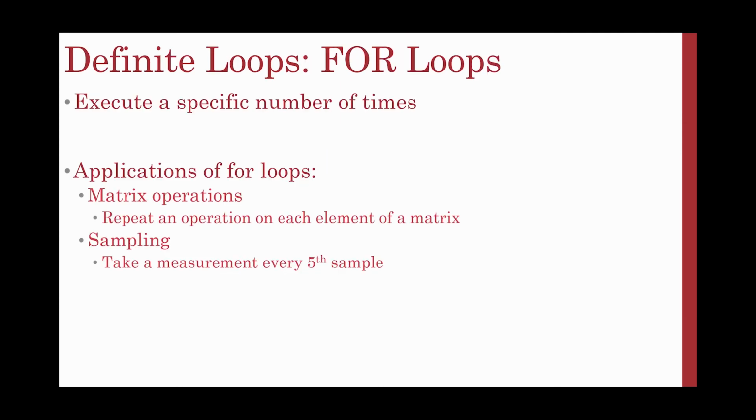All right, so now we're going to look at definite loops. These are for loops, so they execute a specific number of times. Applications for for loops include basic operations. So if I wanted to do a repeated operation on each element of our matrix, for example, how we were finding out that logic won't be considered for each element. And then sampling. Say I want to take every 5th measurement of my sample.